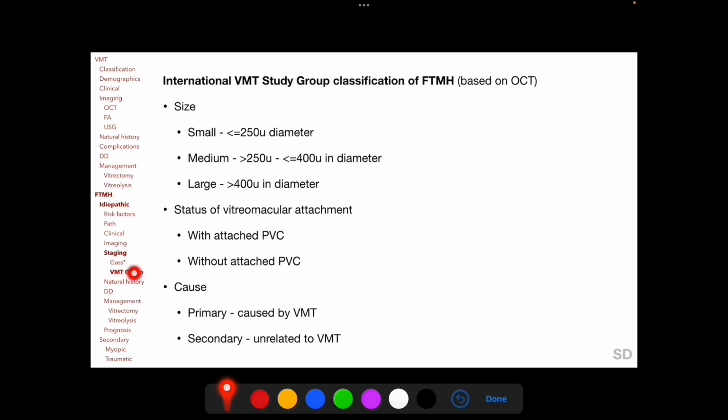The second classification system of full thickness macular hole is by the International VMT Study Group, based on optical coherence tomography. According to size, full thickness macular holes are classified as small, medium or large. According to status of vitreomacular attachment, they are classified as with an attached posterior vitreous cortex or without an attached posterior vitreous cortex, and according to the cause, they are classified as primary, which are caused by vitreomacular traction, and as secondary, which are unrelated to vitreomacular traction.